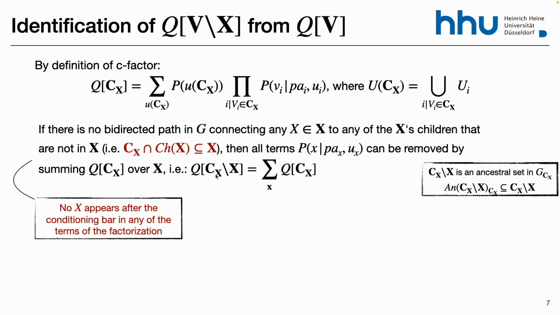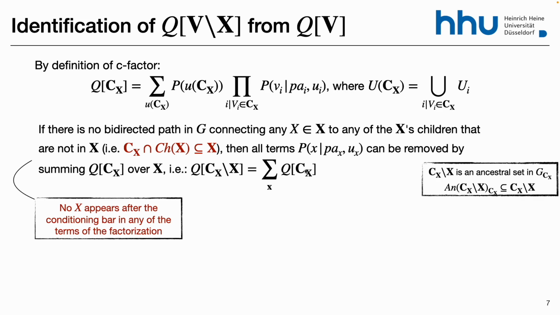So the QCx minus x is going to be the sum of QCx. So that's the condition that is always true if the Cx minus x is an ancestral set in the graph over Cx, if you remember this from the previous lecture. It's okay if you don't remember it.